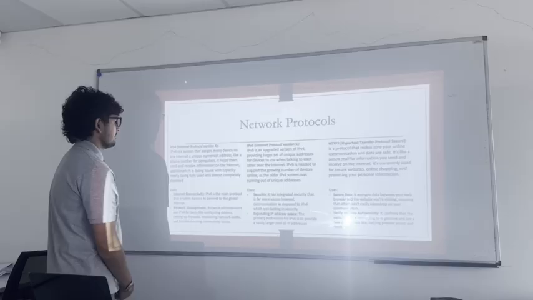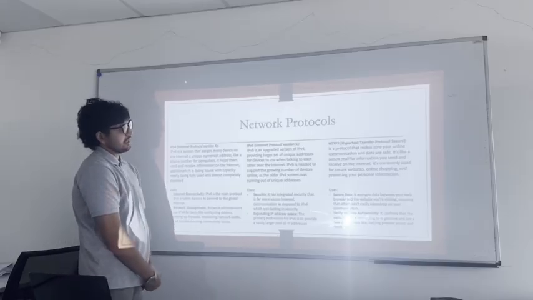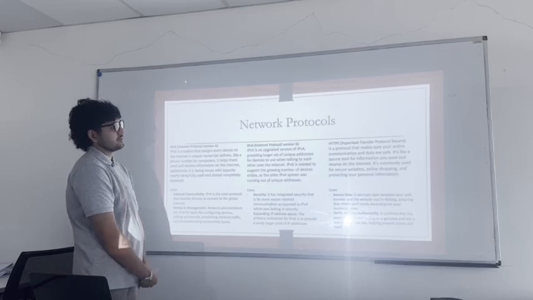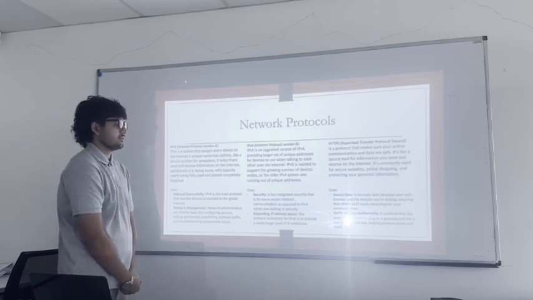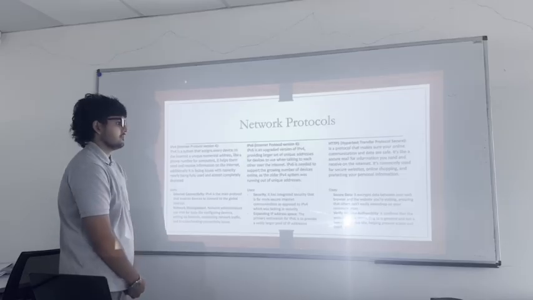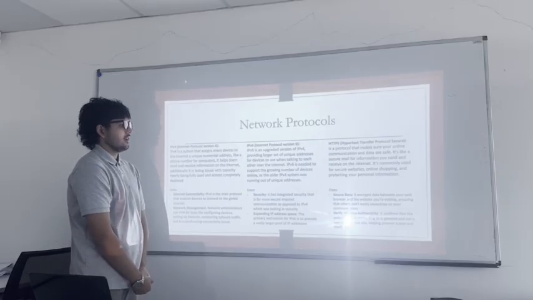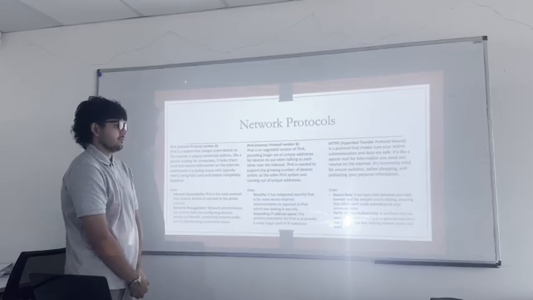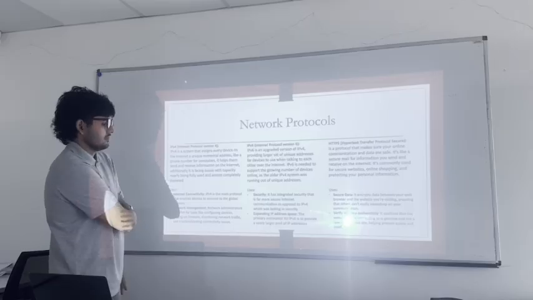And again, it's tackling the issue that IPv4 is facing. Moving on to HTTPS, which is Hypertext Transfer Protocol Secure. It's a protocol that makes sure that your online communication and data are safe, like secure mail or information you send and receive on the internet. It is commonly used for secure websites, online shopping, and protecting your personal information.